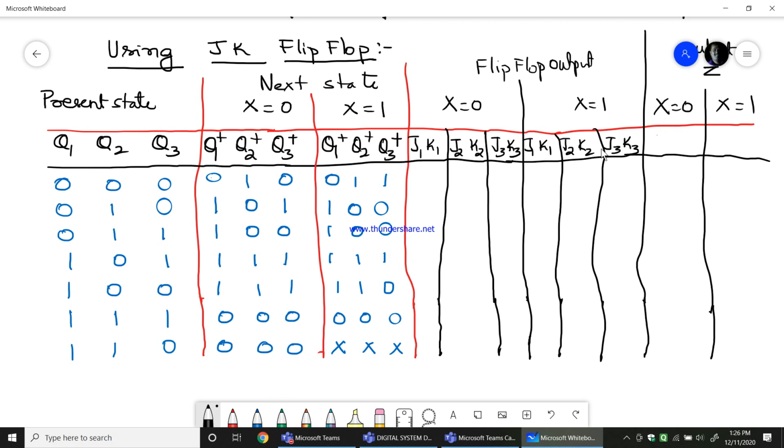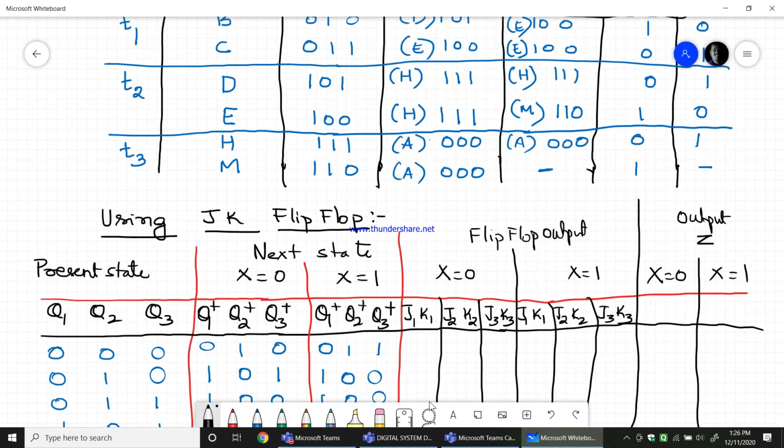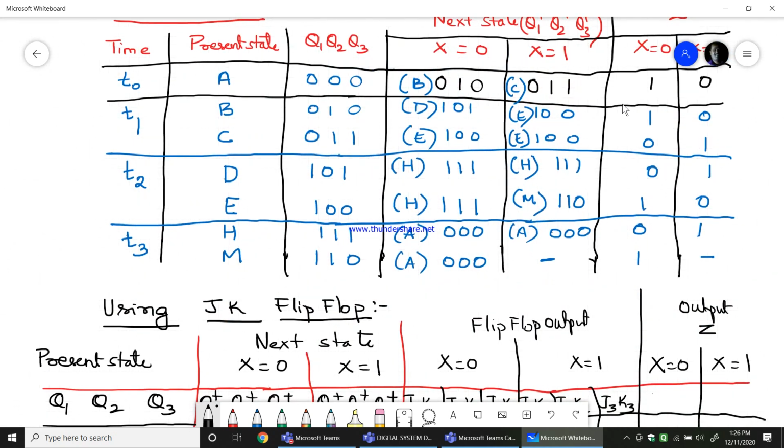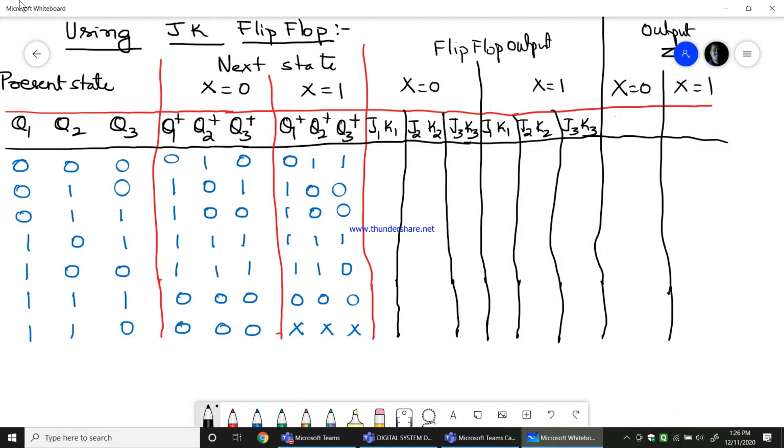We'll also write the output for x equals 0 and x equals 1 directly. So for output, this is what? 1, 1, 0, 0, 1, 0, 1 for x equals 0. Therefore output is 1, 1, 0, 0, 1, 0, 1, and here it is 0, 0, 1, 1, 0, 1, dash. Okay, so this is the table. Now what should we do? What is the next step? Can anyone tell me? What is the next step?